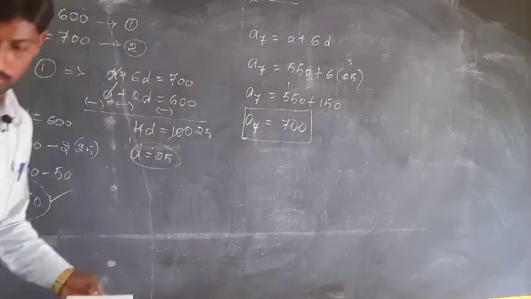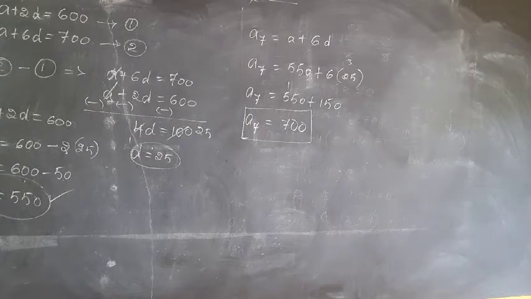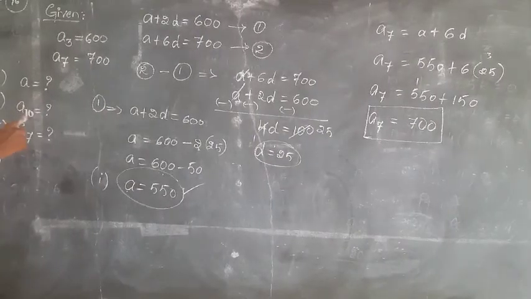Second option, what is given? Close ಆಯ್ತು ಸರ್. The production in the 10th year. Close ಆಯ್ತು ನೀವು ಮಾಡಿ ಈ ವಿಡಿಯೋ ರೆಕಾರ್ಡ್ ಆಯ್ತು. So A10 he has to find.